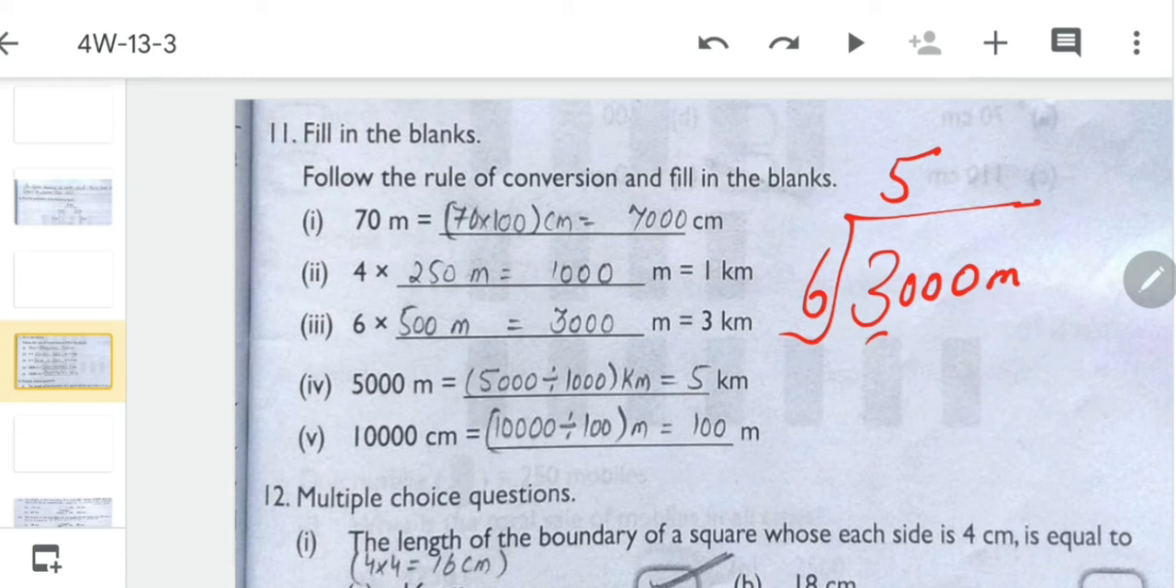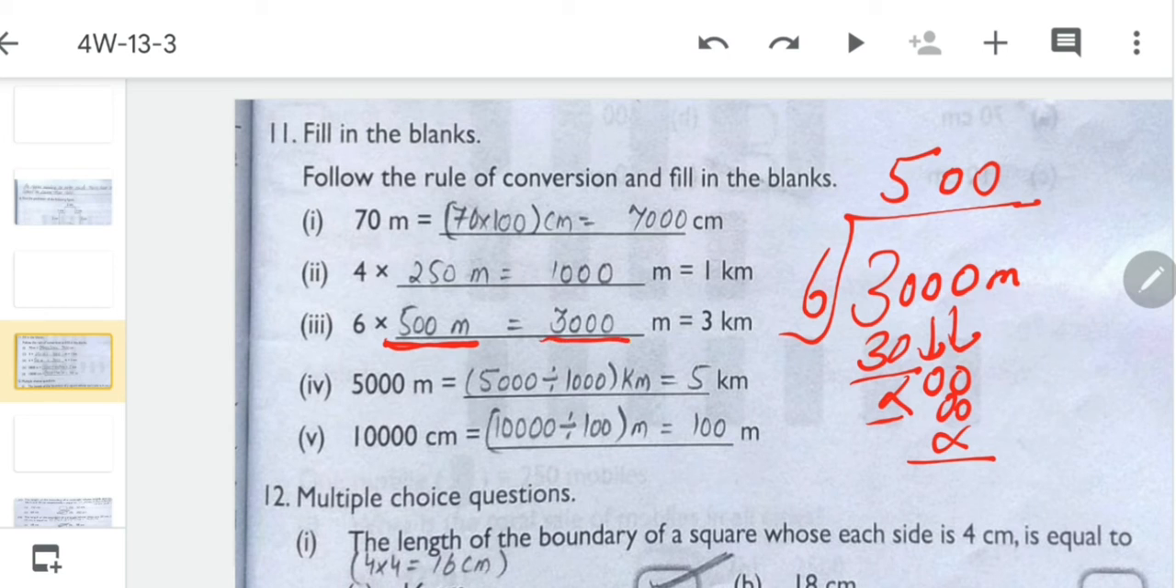So our answer will be 2 zeros for these 2 zeros. Our answer is 500. So we have to multiply 6 with 500 meter to get 3000 meter. And our answer is 3 kilometer by converting 3000 meter into kilometer.